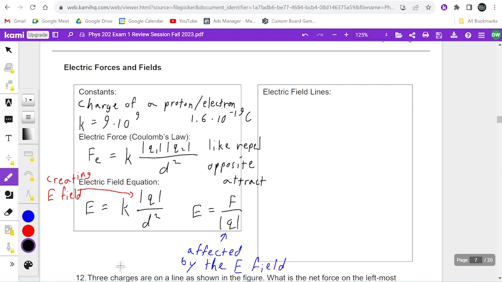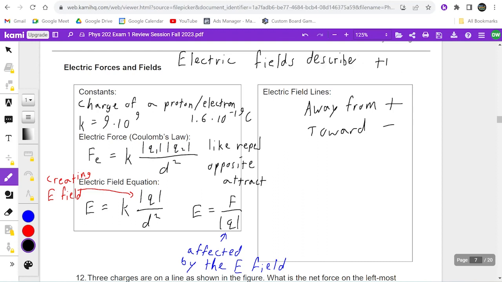Okay. So then now we're going to talk about the electric field lines. This follows a very simple rule. For electric field lines, you're going to say away from positive and toward negative. That's the rule for electric field lines. The reason why this makes sense is because electric field lines describe the way a proton would move. I'll write that down right here. Electric fields describe the way a proton would move.